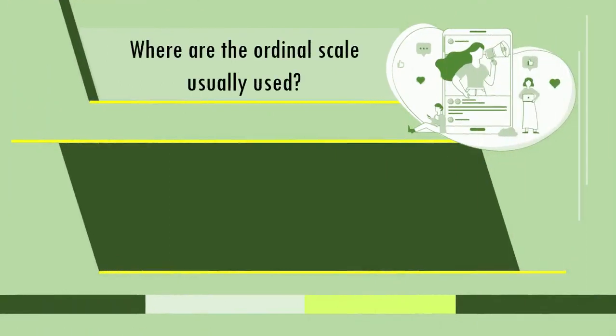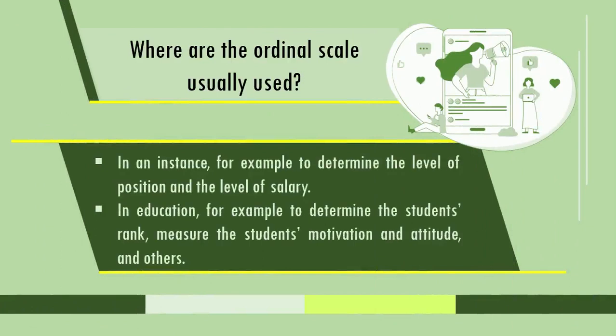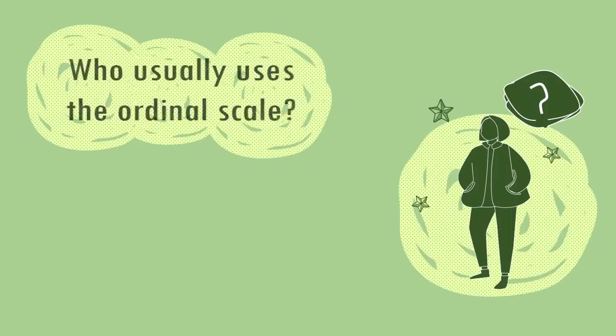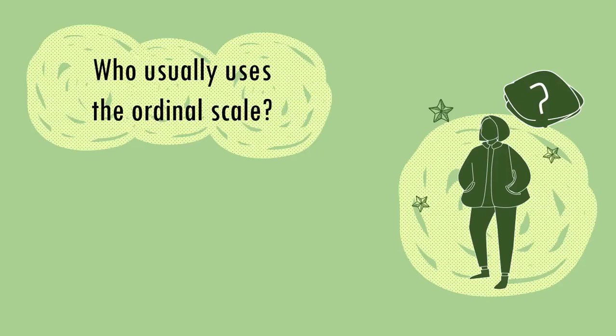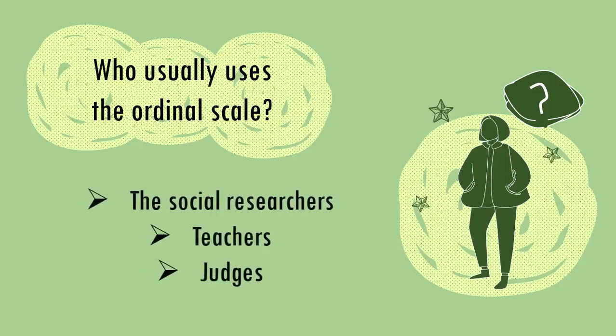Where is the ordinal scale usually used? In an institution, for example, to determine the level of position and the level of salary. In education, for example, to determine the student's rank, measure the student's motivation and attitude, and others. Who usually uses the ordinal scale? Social researchers, teachers, judges.